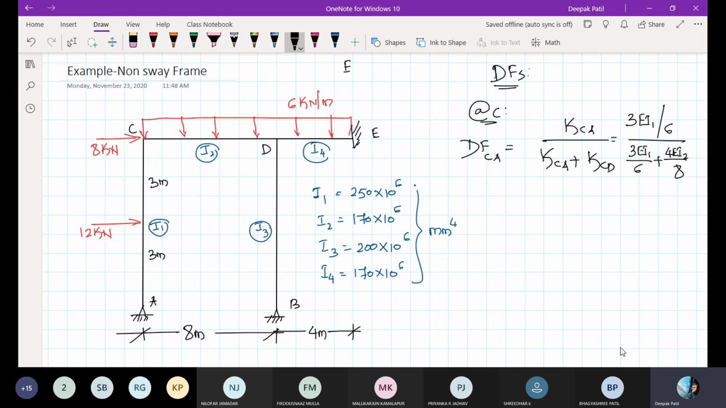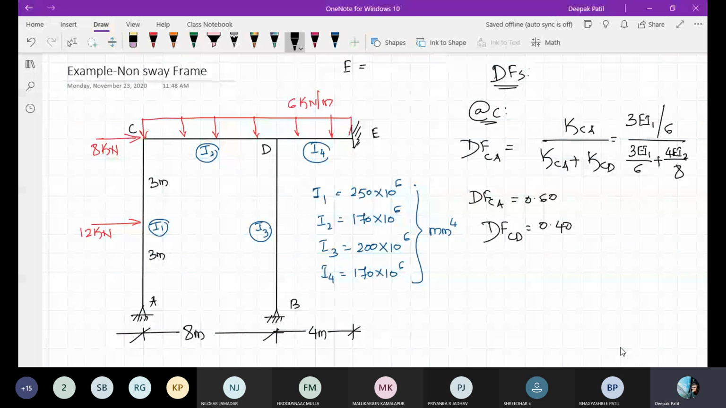Now you have to substitute the values of I and E correctly. You assume that E is a constant, no need to worry because E gets cancelled. And you have to substitute the I values in millimeters, and similarly the span lengths 6, 8 and 6 in millimeters. So that consistency of units is very much essential. So if you calculate, you'll get DFCA, that is the distribution factor of CA, as 0.6. Now what should be the distribution factor of CD? It should be 1 minus 0.6, so that is 0.4.